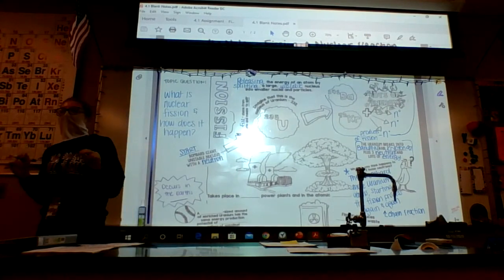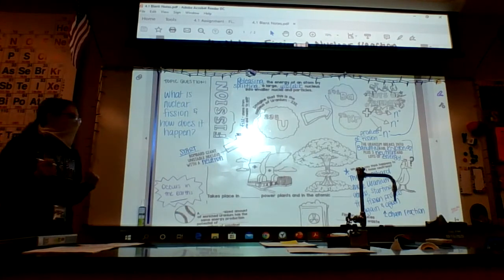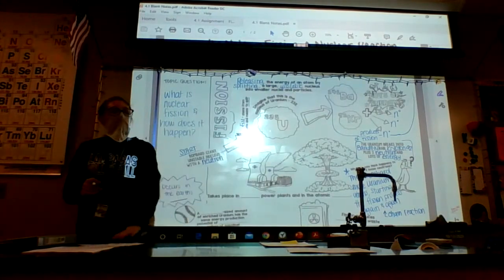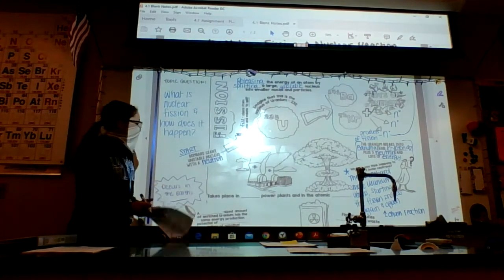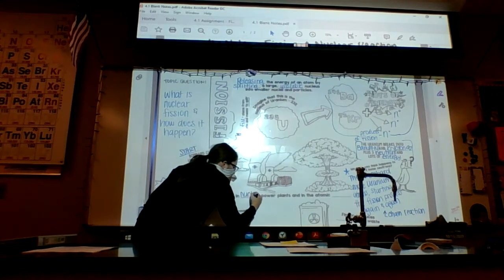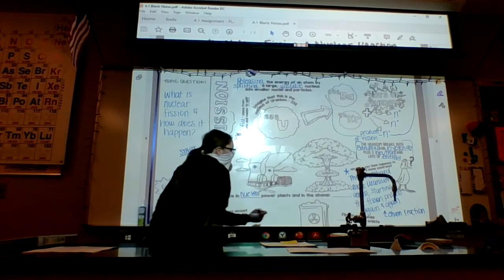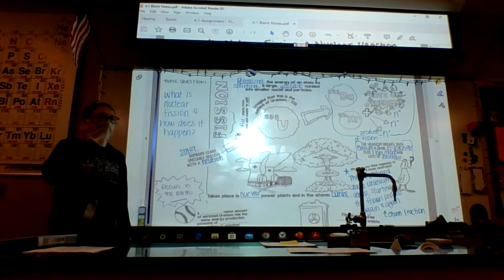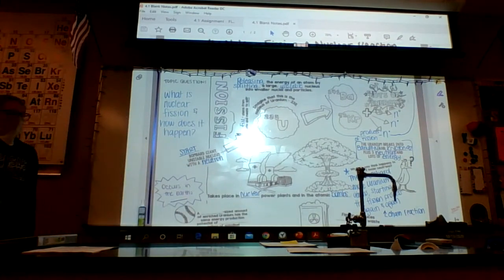Okay, a couple of facts that you need to know about fission. We just did the process. We talked about how it leads to a chain reaction. Now these are just straight facts about fission. Fission takes place in nuclear power plants and in atomic bombs.